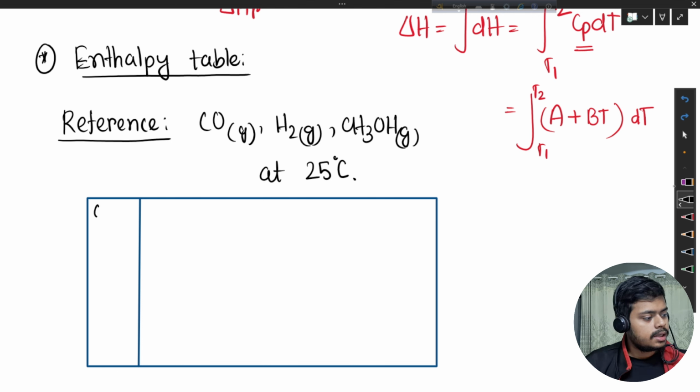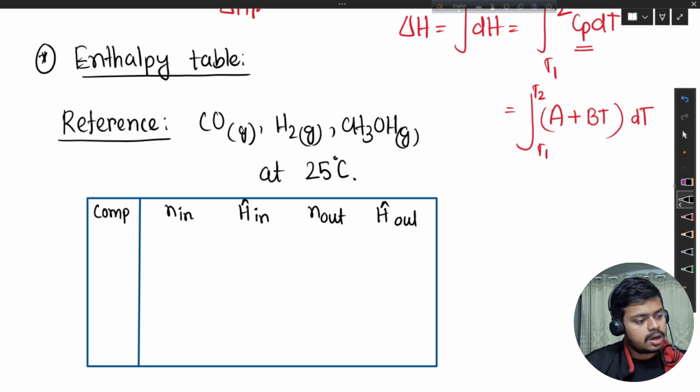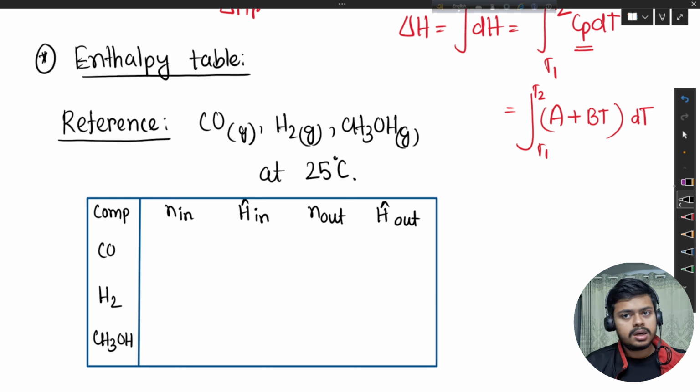Inside the inlet-outlet enthalpy table, there is going to be a column of components, a column for the moles input, a column for the enthalpy input, a column for moles output, and a column for enthalpy output. What are the components here? The components are carbon monoxide, hydrogen gas, and methanol. It's not necessary to mention the states here, as we have already mentioned the states in our reference state.